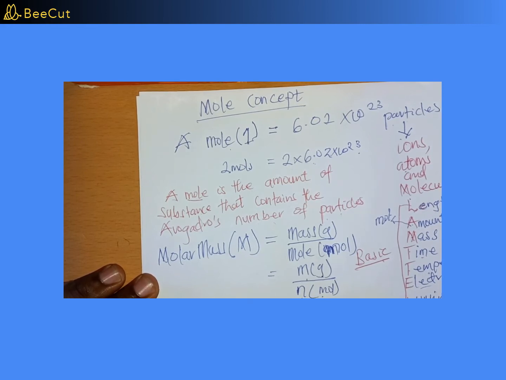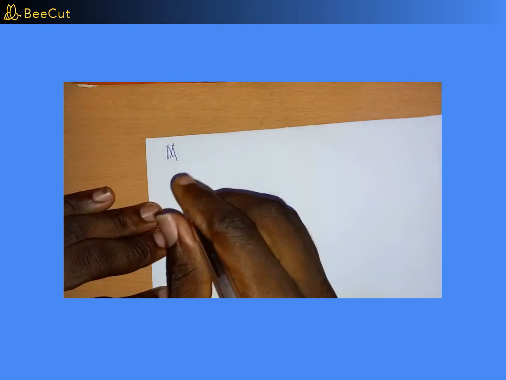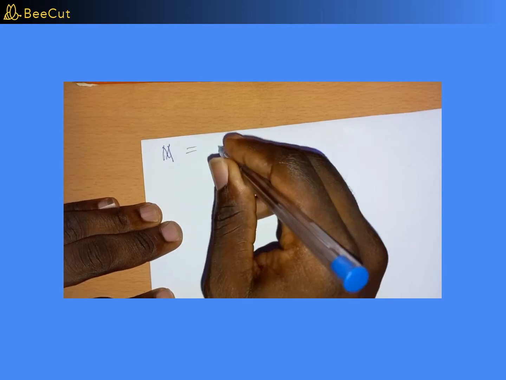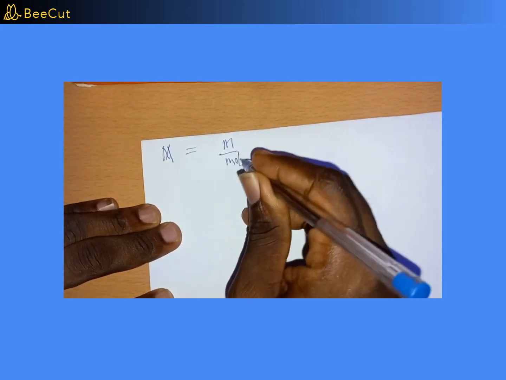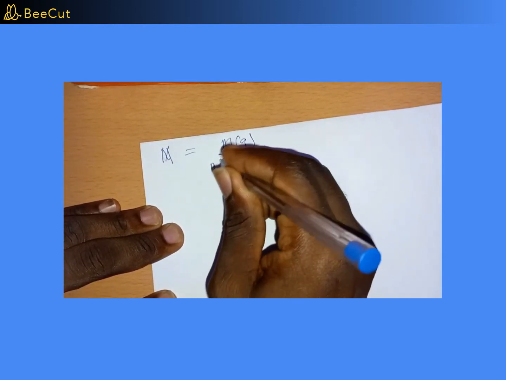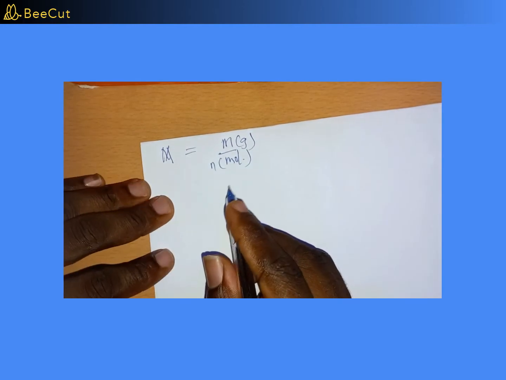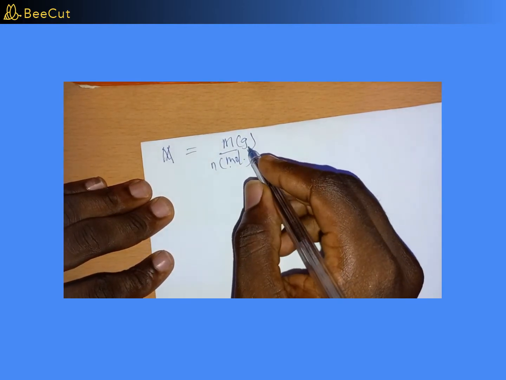Take note, you can use the formula to define it. The molar mass, big M, is equal to the mass over the number of moles. The mass is in grams and the moles is N. It means that when I take 1 mole, I have a particular mass.